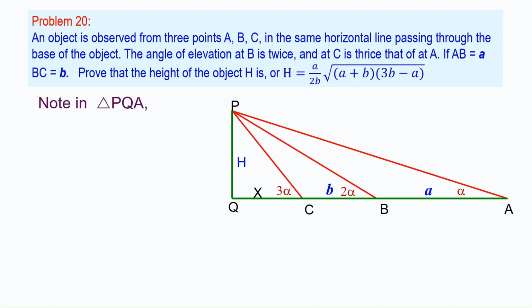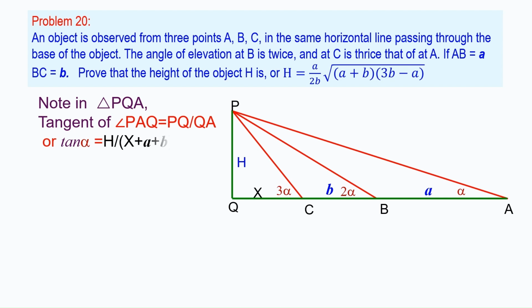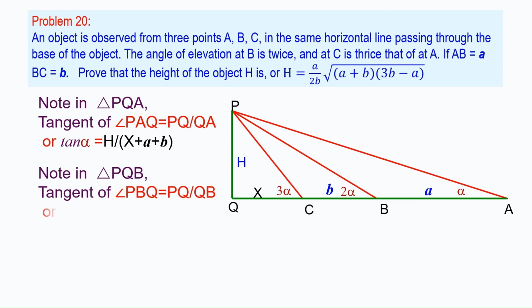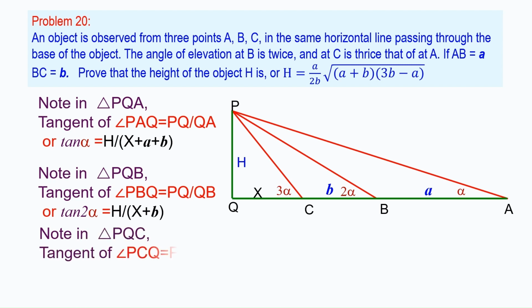Note in triangle PQA, tangent of the angle PAQ equals PQ divided by QA. Tangent of alpha equals h divided by x plus a plus b. In triangle PQB, tangent of the angle PBQ equals PQ divided by QB. Tangent of 2 alpha equals h divided by x plus b. In triangle PQC, tangent of the angle PCQ equals PQ divided by QC. Tangent of 3 alpha equals h divided by x.